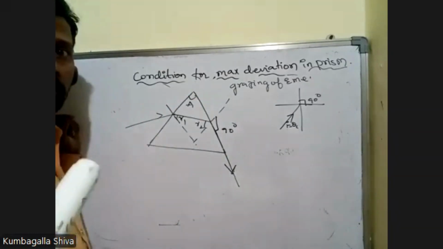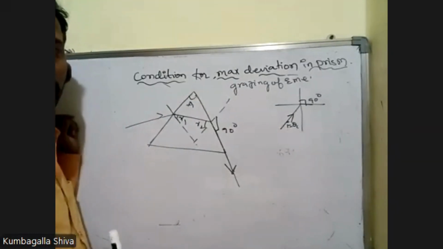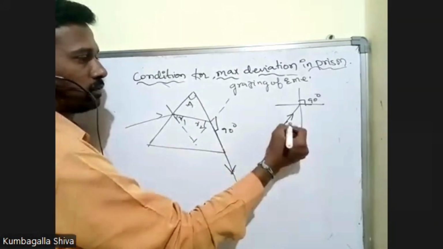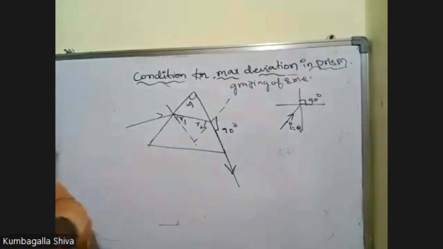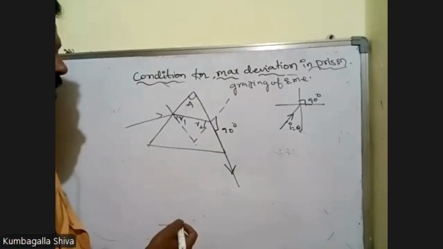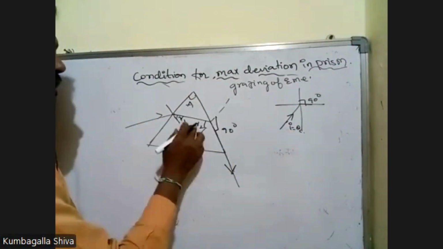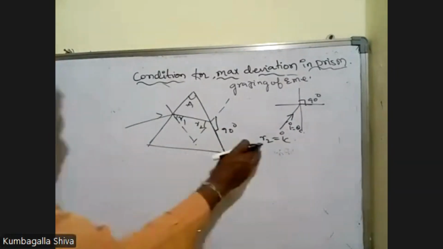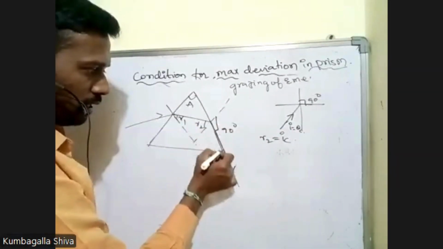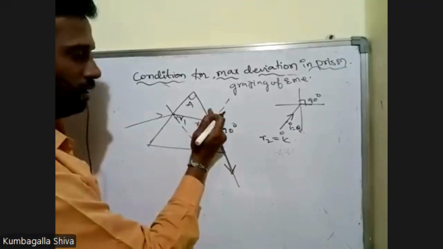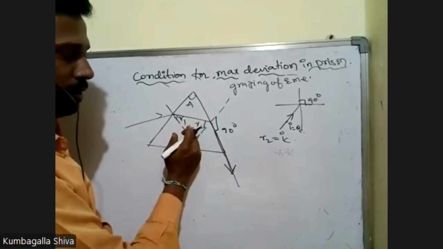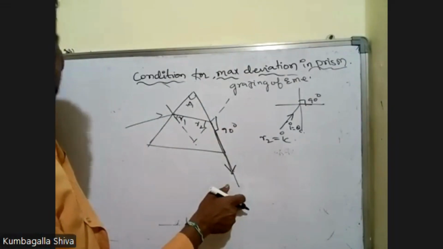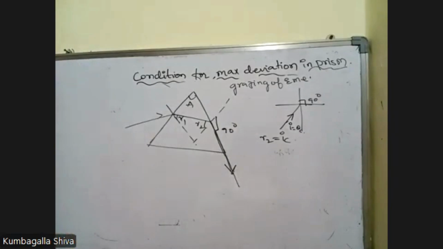So I is equal to theta c. Okay, fine. Now R2 will be equal to the critical angle. If R2 is equal to the critical angle only, you will get the grazing emergence, because for this surface, R2 will be acting as an incident angle, right? So R2 will be equal to the critical angle. That's why you are getting a grazing emergence. Okay, clear?